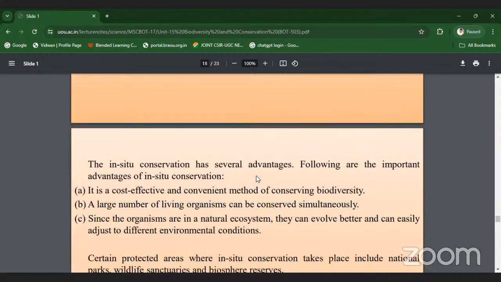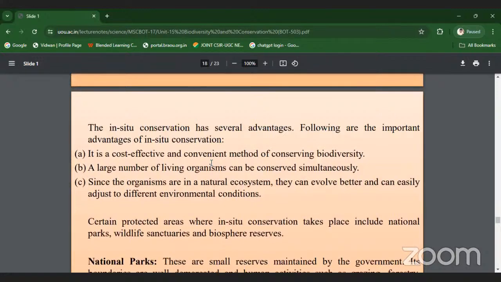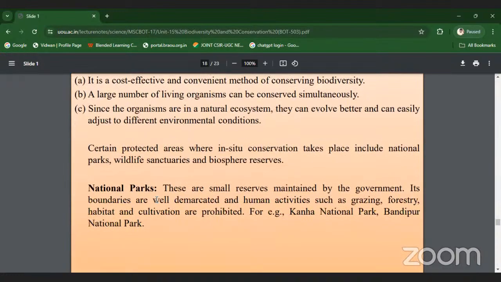The in situ conservation has several advantages. The important advantage: it is a cost effective and convenient method of conserving biodiversity. That means within the area you protected as a natural place, it includes a number of organisms. You can conserve many more organisms. Since the organisms are in a natural ecosystem, they can evolve better and can easily adjust to different environmental conditions.